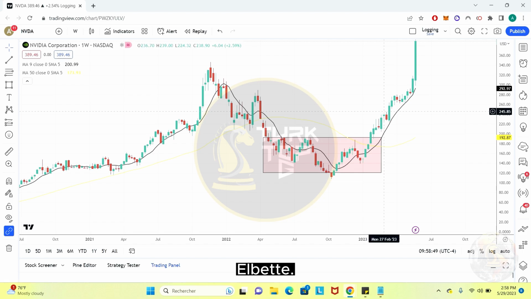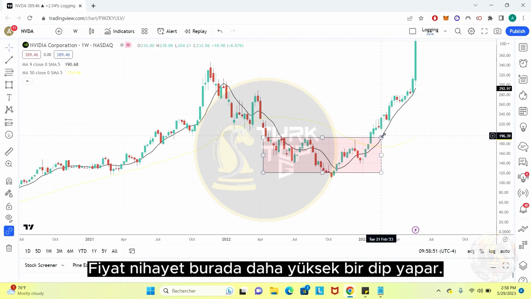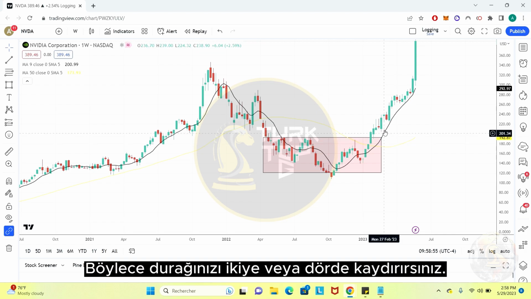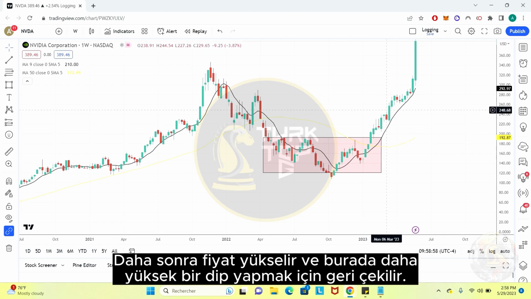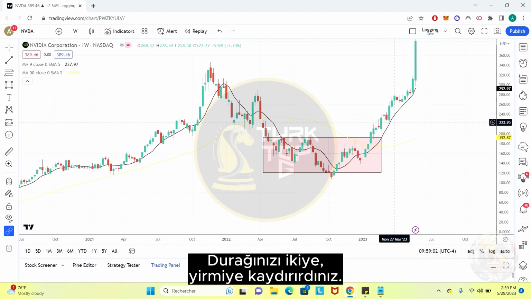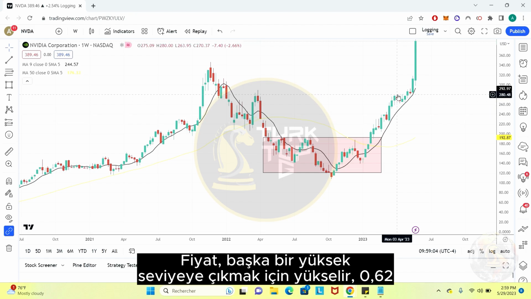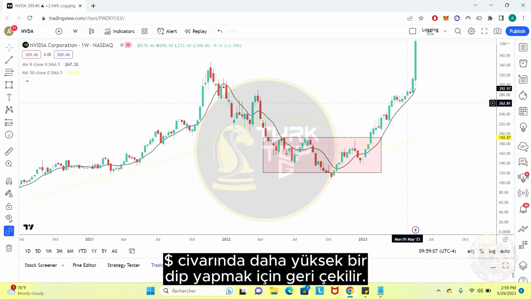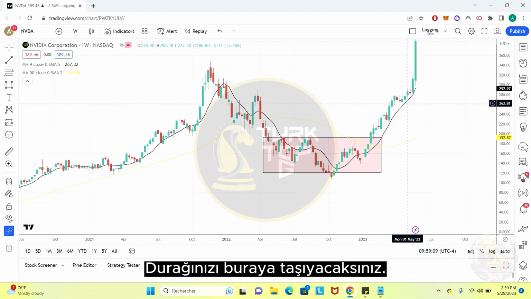You ride it up, all right? Price finally makes a higher low here, so you move your stop up to 204. Then price goes up to make another higher high, pulls back to make a higher low here. You would move your stop to 224. Price goes up to make another higher high, pulls back to make a higher low around 262. You would move your stop up here.